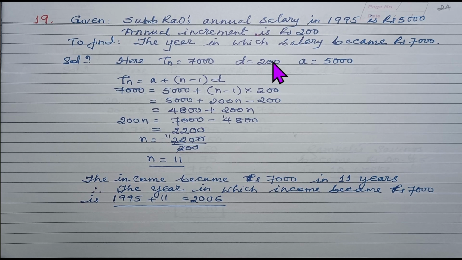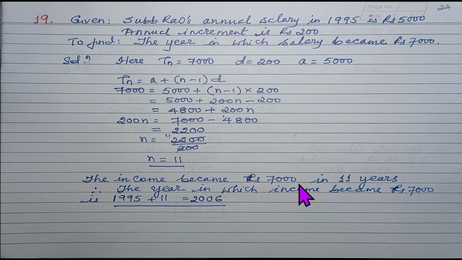Now put the values of A and D in the nth term. So Tn is equal to A plus n minus 1 into D. So Tn, 7,000, is equal to 5,000 plus n minus 1 into 200. If you simplify it, we get n is equal to 11. That means Subba Rao's annual salary will reach 7,000 in 11 years, and therefore the year in which his income becomes rupees 7,000 is 1995 plus 11 years, that is 2006.